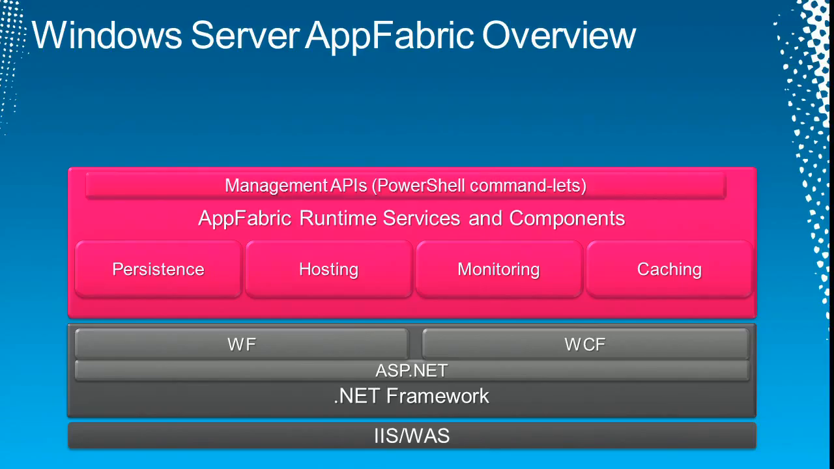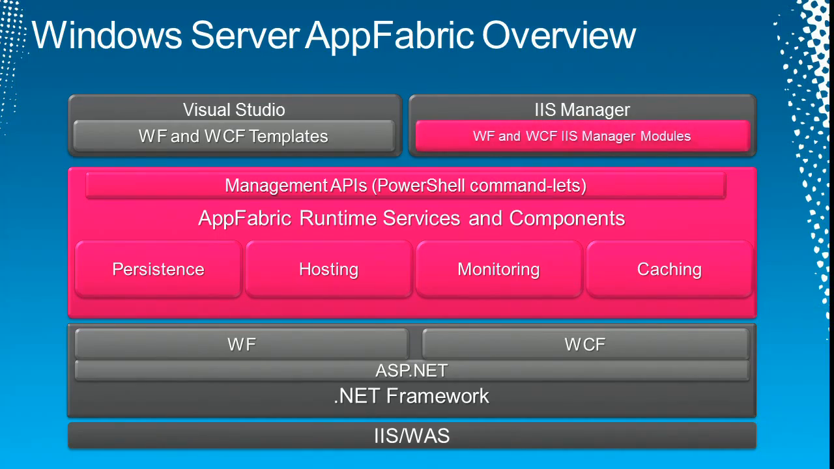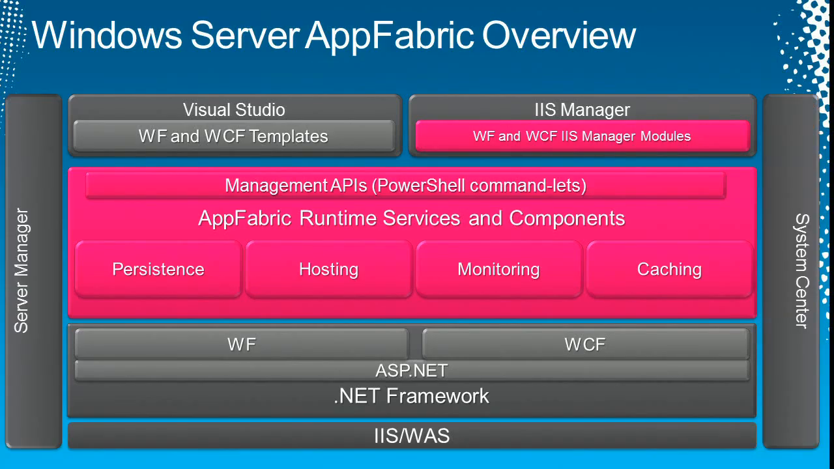You can interact with and extend, actually, Windows Server App Fabric using a set of management APIs that are exposed through PowerShell commandlets. You implement your services and workflows in Visual Studio, and then you manage them using WF and WCF-specific IIS Manager extensions. For single box deployments, Windows Server App Fabric integrates with Server Manager. And for multi-machine deployments that are managed using System Center, you can use the Windows Server App Fabric management pack.